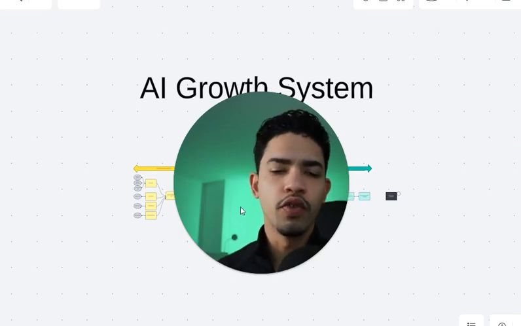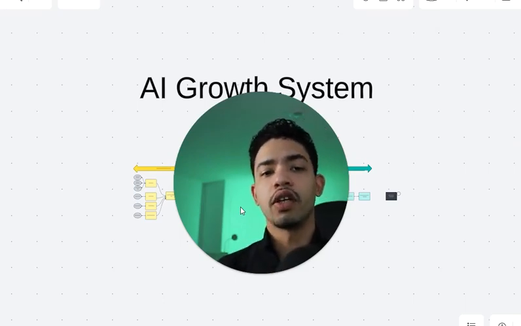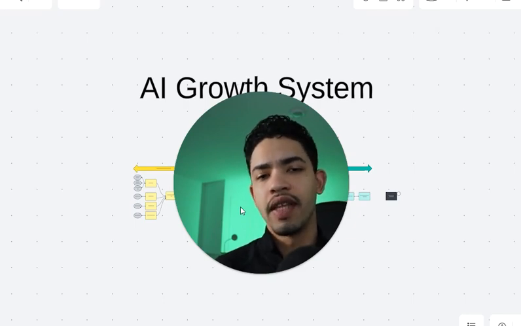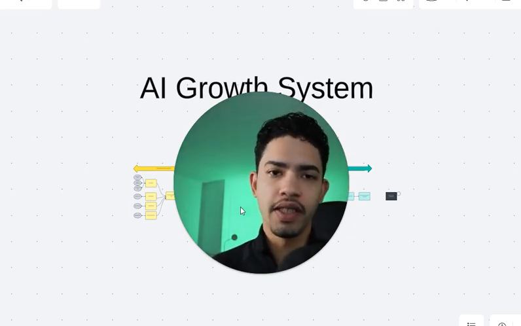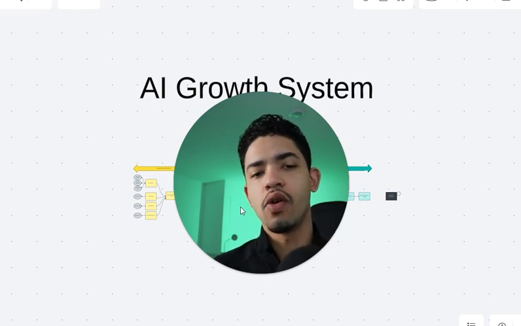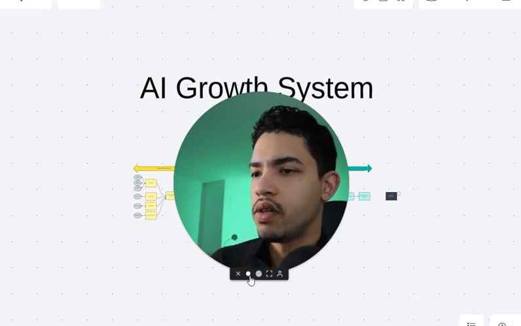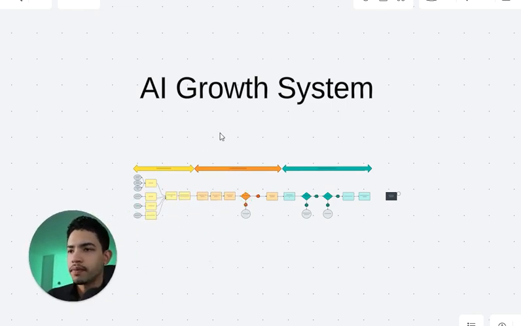If you're a solar or roofing professional, business owner, or salesperson, you're going to want to watch this video, because I'm going to show you the AI growth system that generates 15 to 20 appointments automatically for you, using AI agents that will call and generate leads for you. All right, so let me make myself smaller. This is going to be the system.